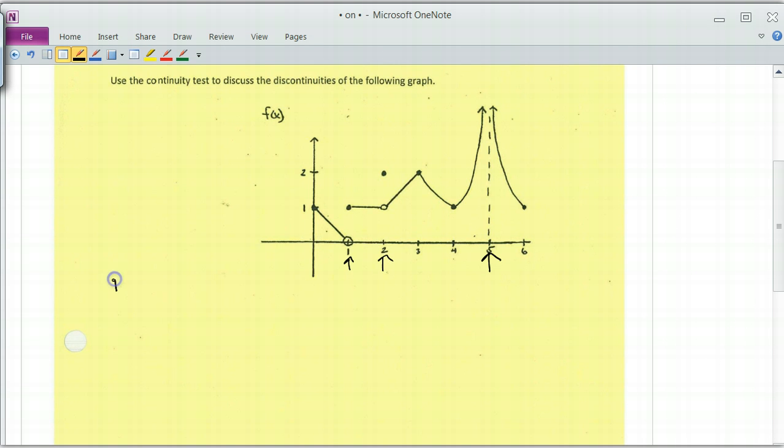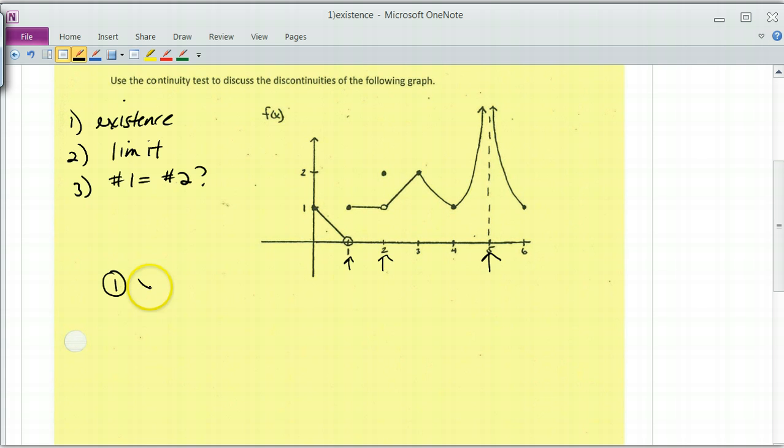So let's start, and we're going to use the continuity test. Remember that the continuity test says, number 1, existence. Number 2, we're going to look at the limit. And then number 3, does number 1 equal number 2? All right, so at x equals 1, does f of 1 exist? Yes, so you don't write anything down. Does the limit exist? No. As soon as you say no, then you know it's not continuous. So you write down the limit as x goes to 1 of f of x does not exist. Therefore, discontinuous.